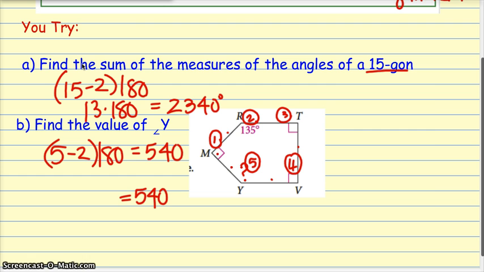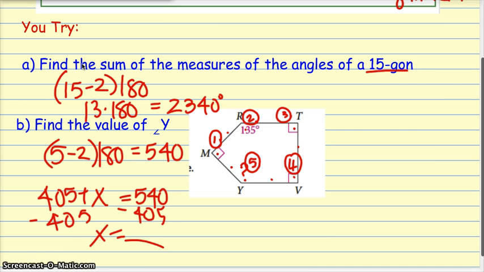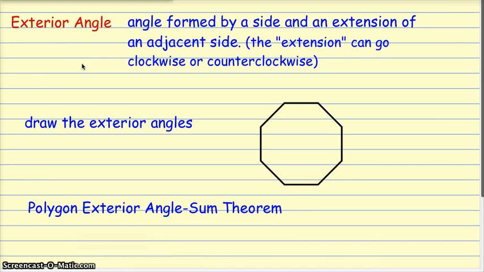So 90 plus 135 plus 90 plus 90. Grab my calculator. So 90 plus 135 plus 90 plus 90 ends up equaling 405 plus that unknown value. Subtract from both sides, and you're able to determine the value of x. Well, I guess it's angle y, but you're able to find that missing angle measure.